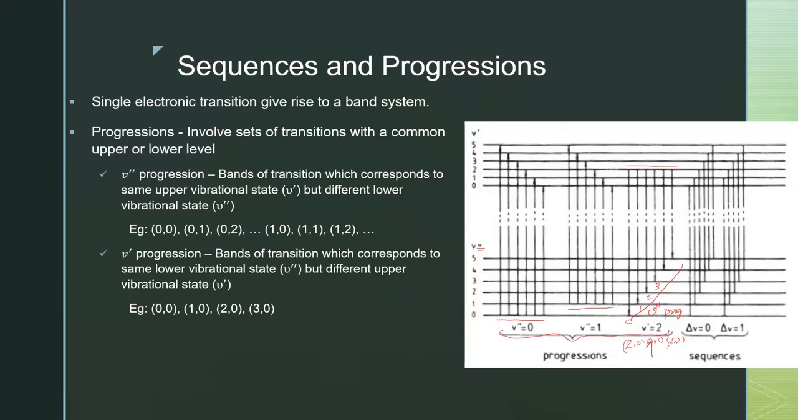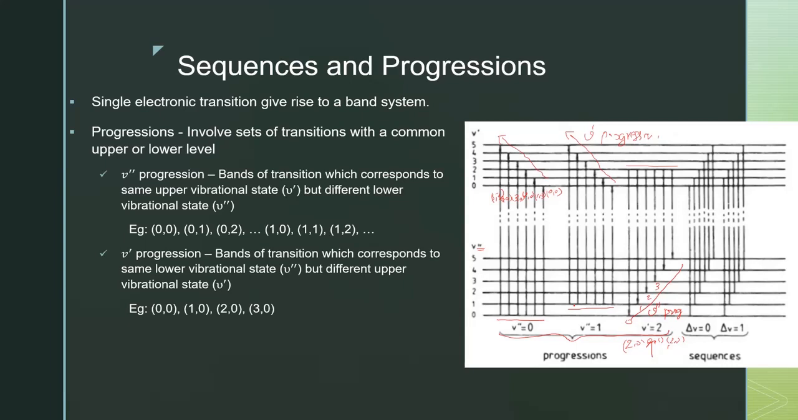Similarly, if V double dash is fixed but V dash is progressing, then it is known as a V dash progression. So for a V dash progression, the lower level is fixed and the upper level is progressing. For example, 0 0, 1 0 progression. You can see that this is the 0 0 transition, this is the 1 0 transition, this is 2 0, this line is 3 0, this line is 4 0 and 5 0. Similarly, this is how we progress. So when one level is fixed while the other is progressing, this is known as a progression.